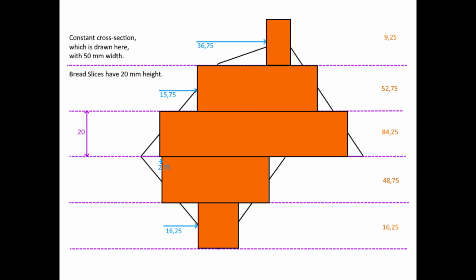I calculated this by hand, but of course, normally a computer will calculate this and generate a G-code rather than pure measurements. I also calculated the distance between the layers. As you can see, they are in blue, while the lengths are in orange. And this is enough to form the part.